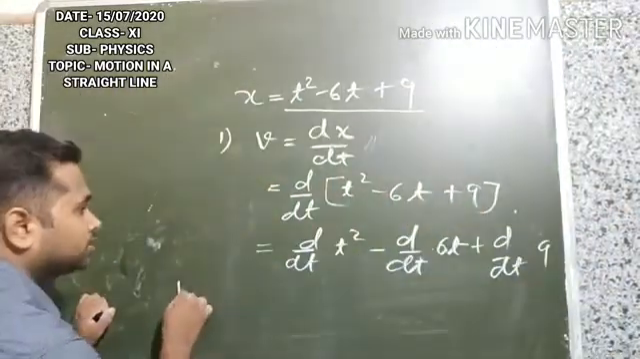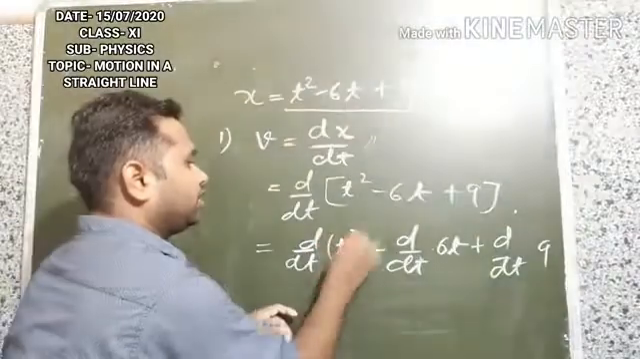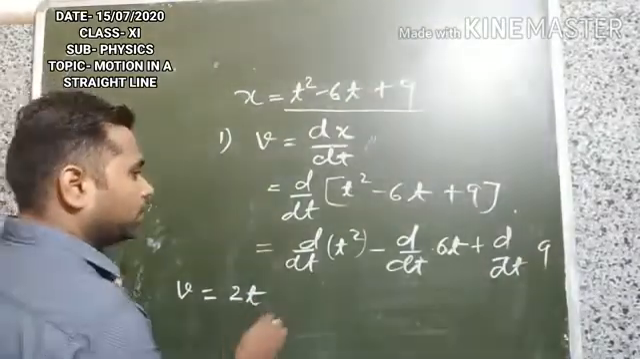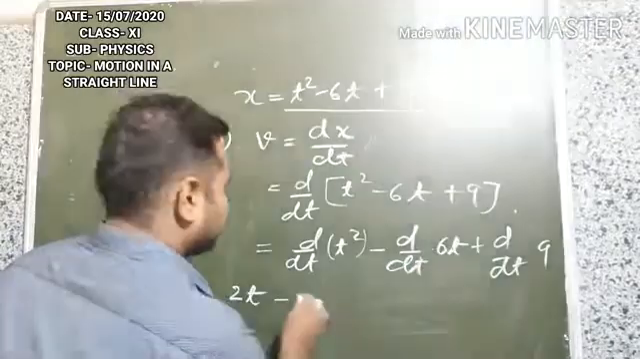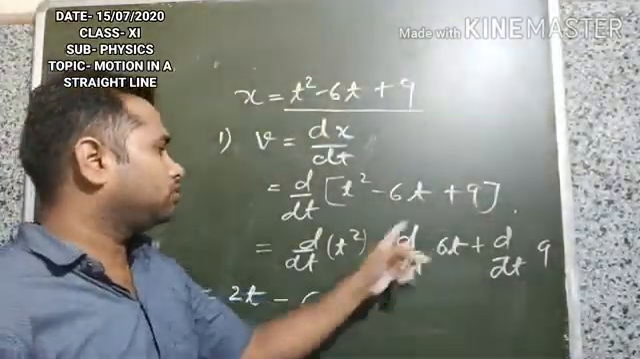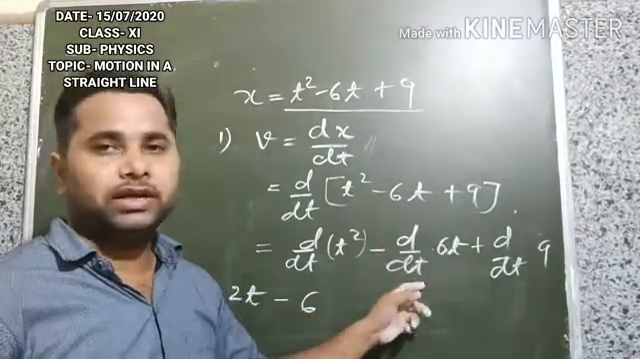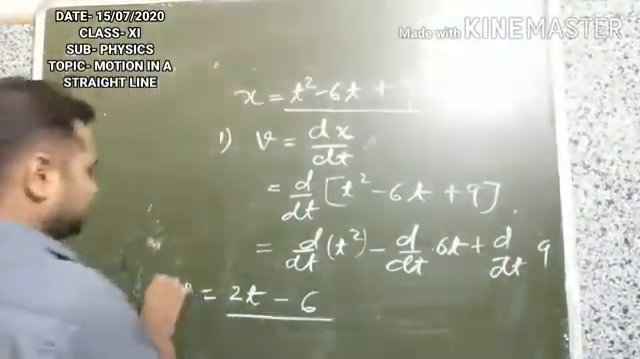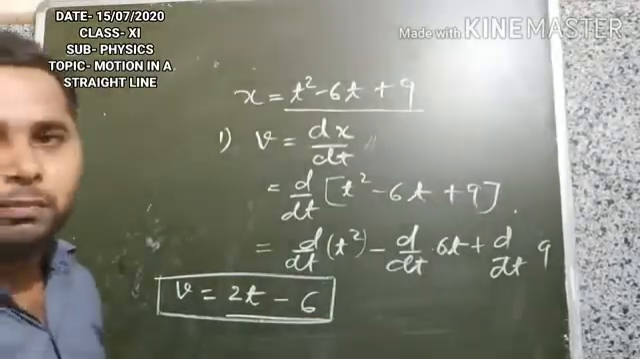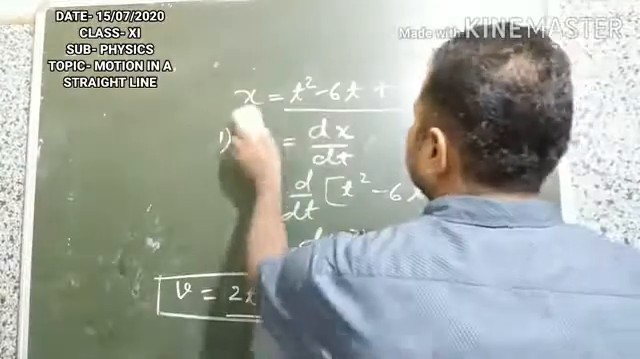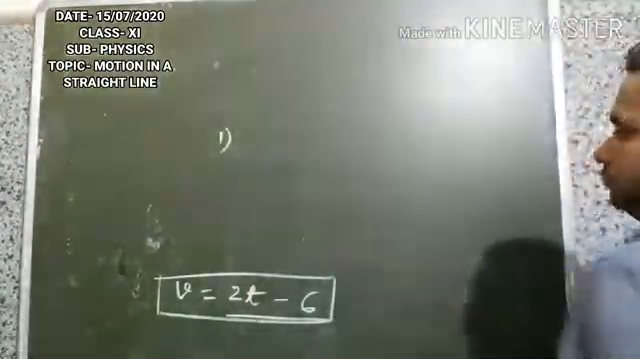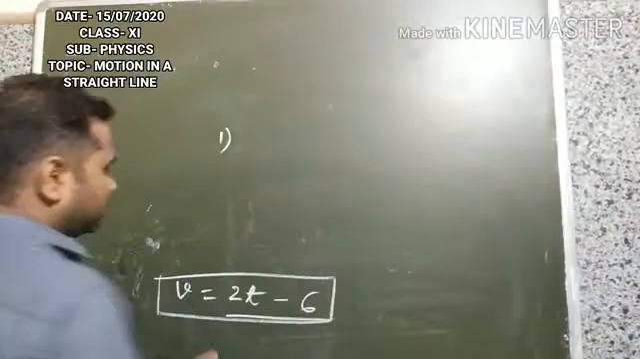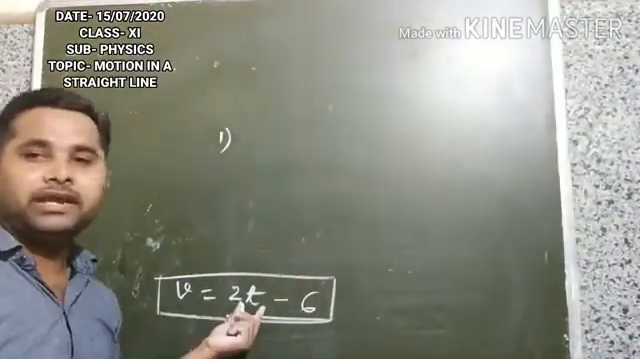One more step. Instantaneous velocity equals, you know that differentiation of t square with respect to t is 2t. Check the differentiation formula. 2t minus the differentiation of 6t, it will be 6, because 6 is a constant and comes out, and differentiation of t with respect to t is 1, so finally 6, and differentiation of a constant number is 0. So 2t minus 6. This is the instantaneous velocity of the particle here. First answer: instantaneous velocity v equals 2t minus 6. Now with this expression, you can calculate the velocity of the particle at any instant of time.